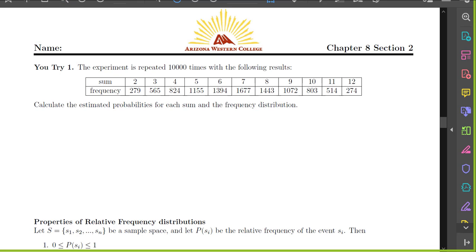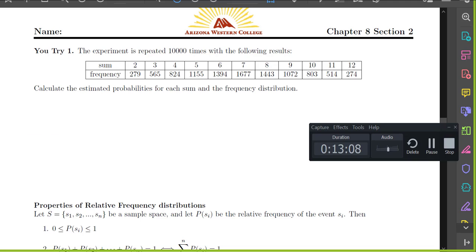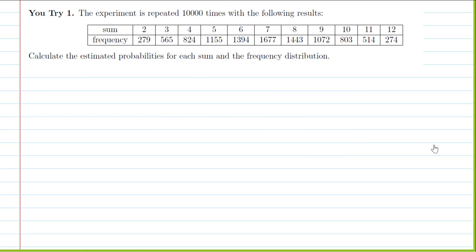So here is a Try-It for you guys. So the experiment is repeated 10,000 times with the following results. So calculate the estimated probabilities for each sum and the frequency distribution. All right, so let's go ahead and do this. So our n this time is we did 10,000 trials.